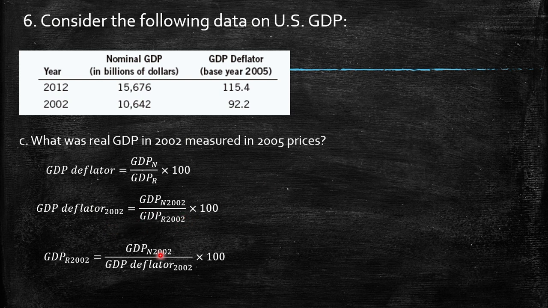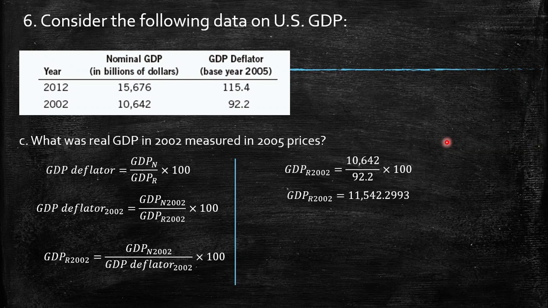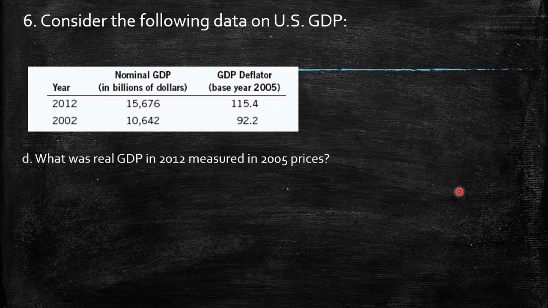So I can collect this term to find the real value. The GDP real is dividing, so it goes to the other side, and this goes to the other side. As you can see, we have isolated the value that we need, which is the real value for 2002. So it should be the nominal for 2002 over the deflator 92.2. Doing this computation, the GDP real for 2002 should be around $11,542.